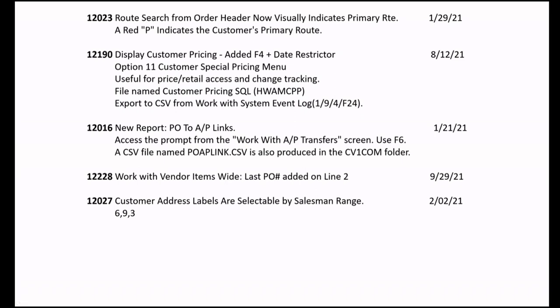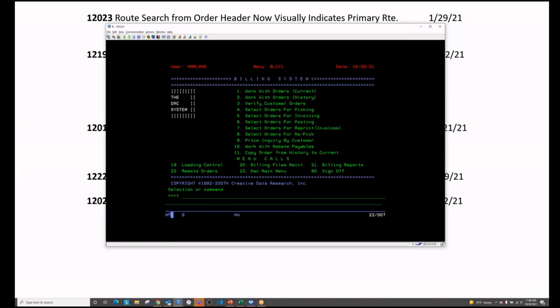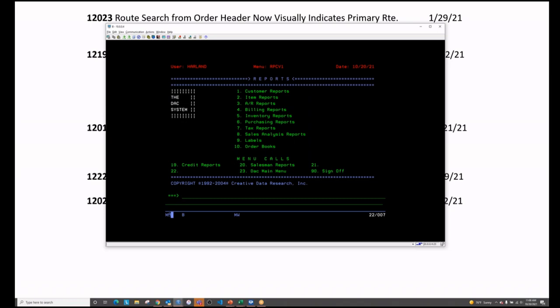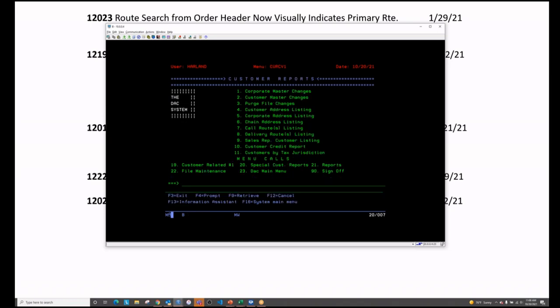So let's jump over into the system. Let's go back to the main menu. So what I'm going to do is I'm going to take option 6 for the reports menu. Then I'm going to take option 1 for customer reports. Then I'm going to take option 20 for special customer reports. And this is our new kid on the block down here, number 11.